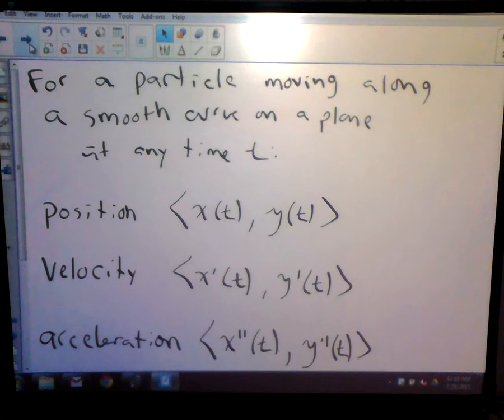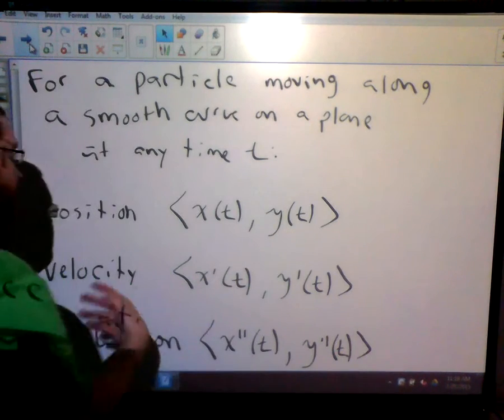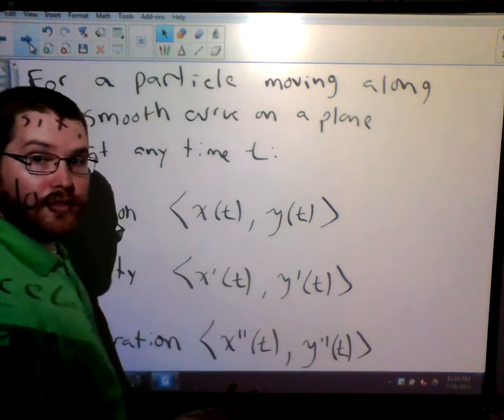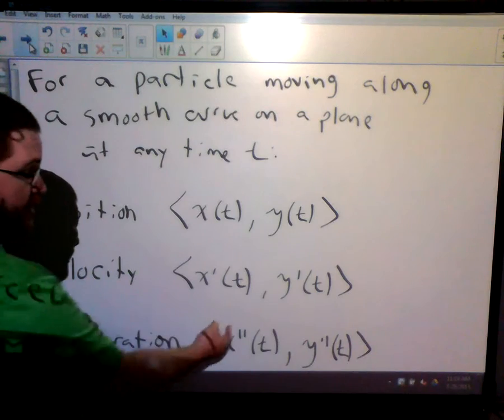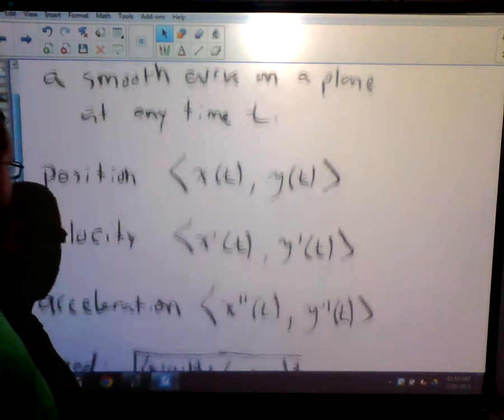For a particle moving along a smooth curve on a plane at any time t, so if your position is x and y, your velocity is x prime and y prime. It's the derivative. Your acceleration is x double prime and y double prime. That makes sense. But we need speed.